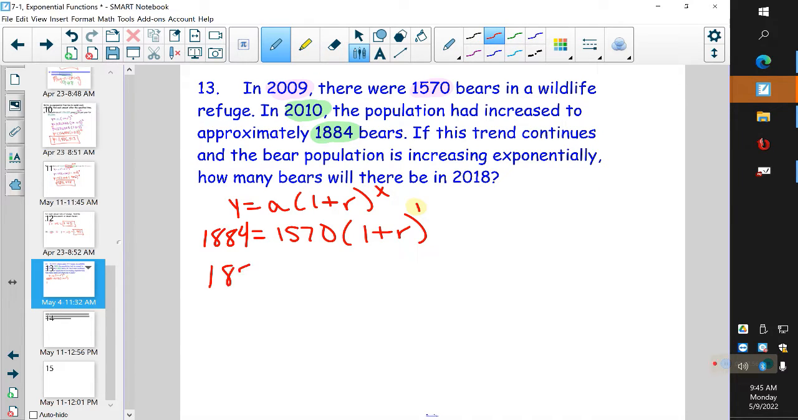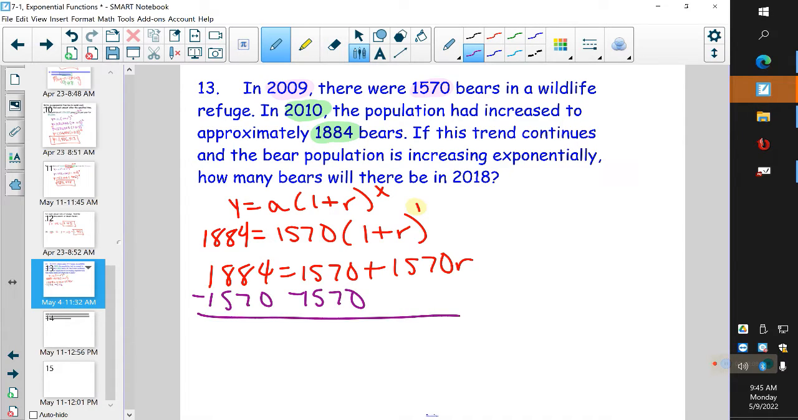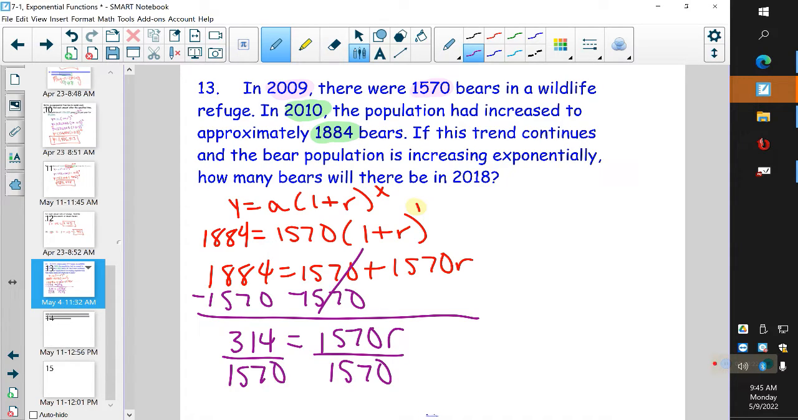So we're going to distribute this lovely little 1570. And then I'm going to subtract this 1570 over because we're trying to find our rate. Yes? We're trying to find our rate to give us 314 is equal to 1570R. Now our rate, we are going to take this and divide it to find R. And if you take 314 divided by 1570, your rate is going to be 0.2. That's the rate at which this thing is changing.